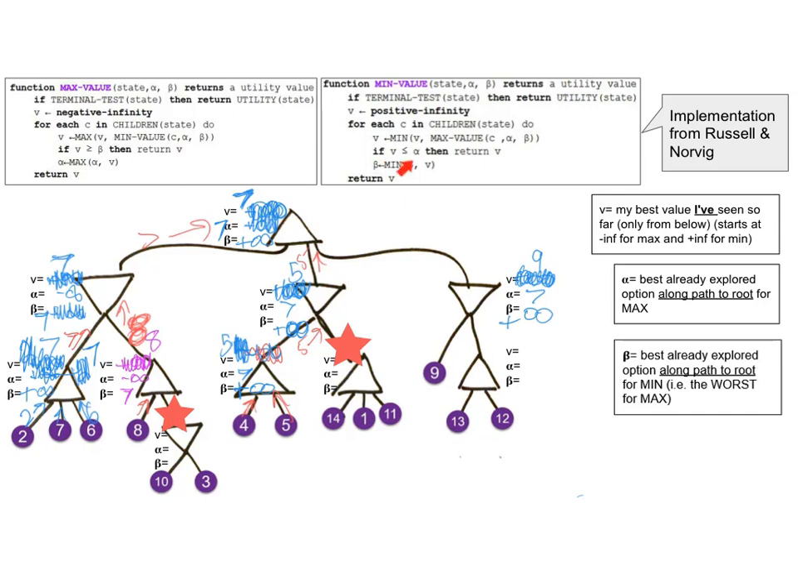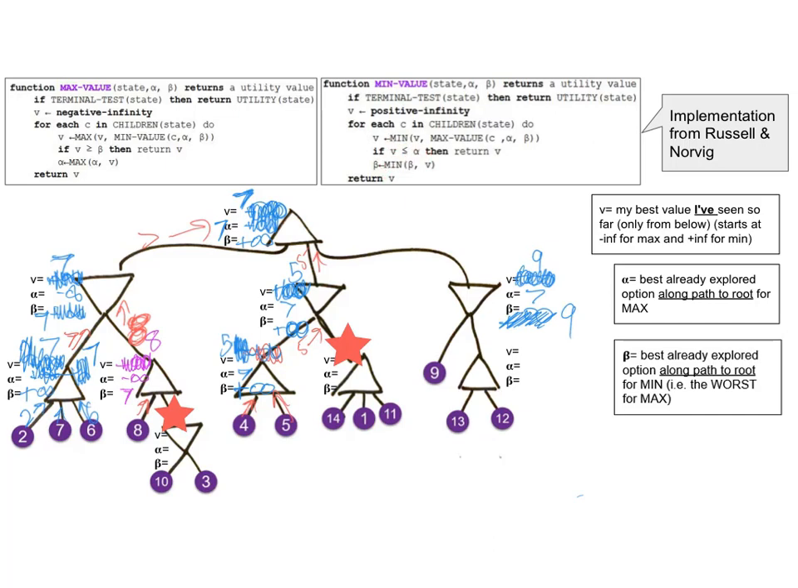And then we say, is V less than or equal to alpha? Well, V is not less than or equal to alpha. So we can't just do the quick run away. Beta gets the minimum of beta and V. Well, beta right now is positive infinity. We can do better than that. So now beta is 9, right?